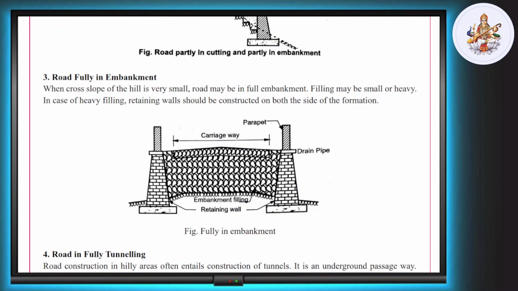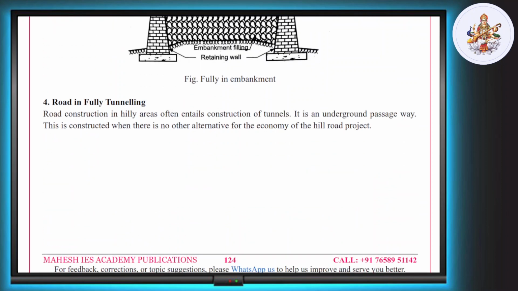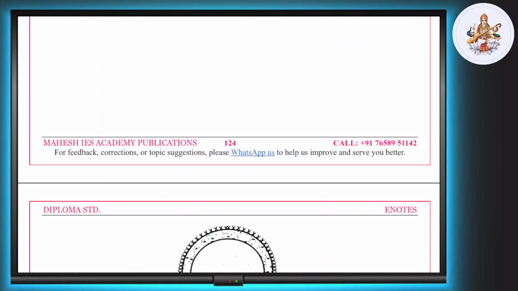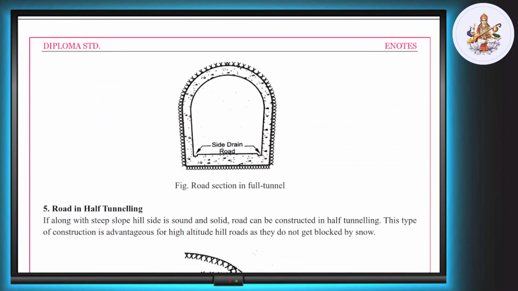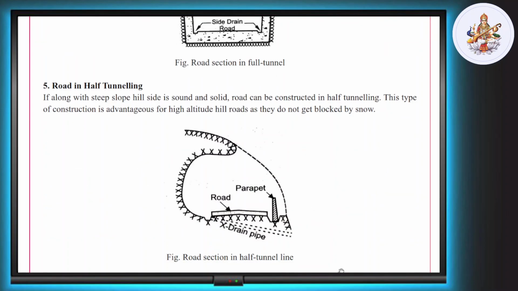4. Road in full tunneling. Used when cutting embankment is not feasible. Very costly. Only for unavoidable situations. Example: Himalayan region tunnels. 5. Road in half tunneling. When slope is steep but stable, this is preferred. Better for high altitude roads, less snow blocking. More economical than full tunnel.